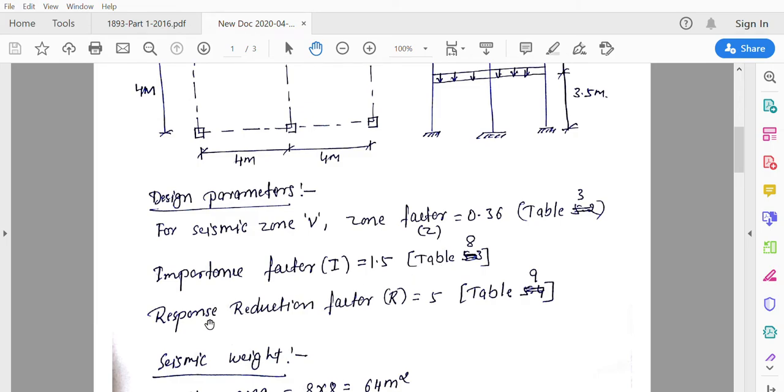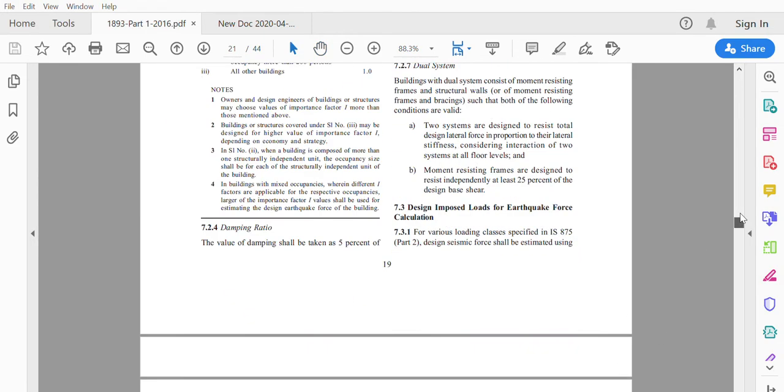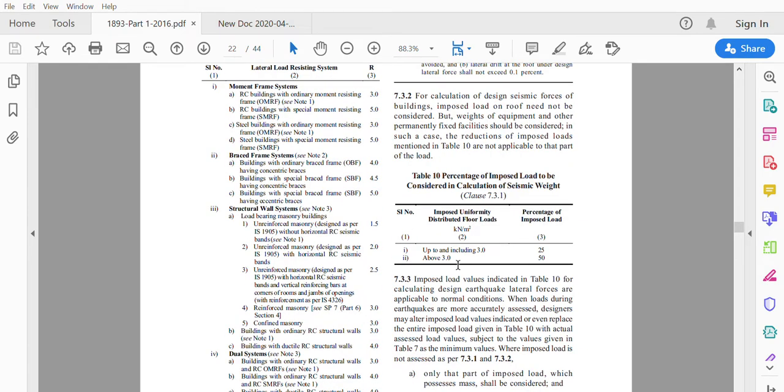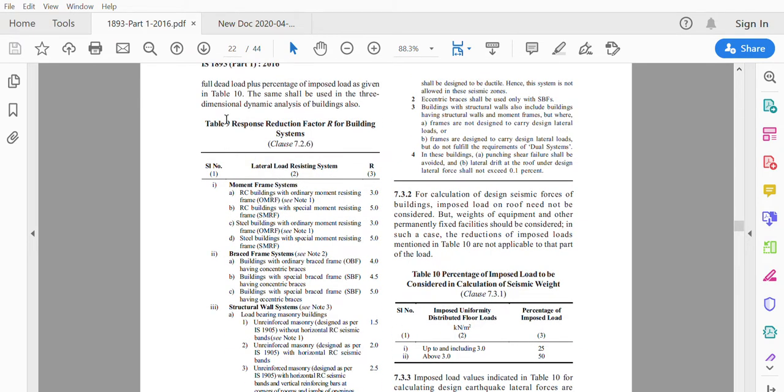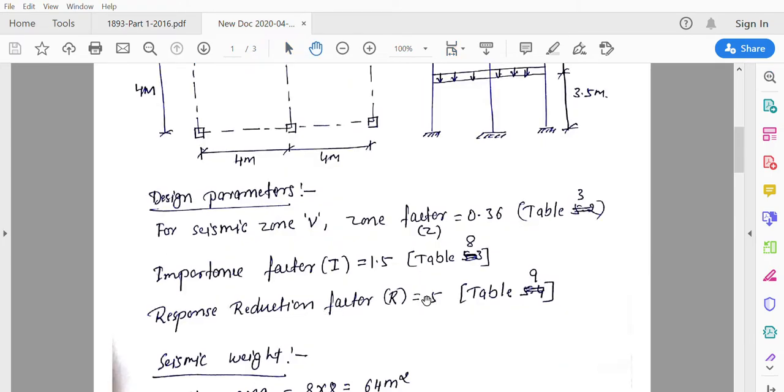Then the next parameter is the response reduction factor R. Refer to Table number 9, page number 20. So Table 9 gives the response reduction factor for building systems. The type of building in our question is an RC building with a special moment resisting frame. Hence, for this type of building, the R value is 5. So R is taken as 5.